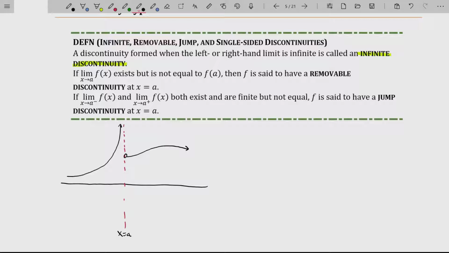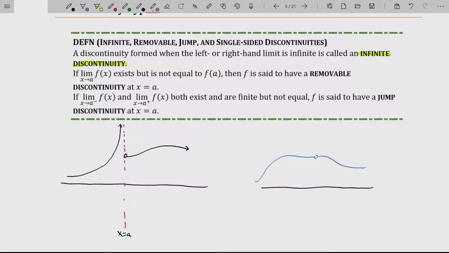The second style of discontinuity is a removable discontinuity. Let's suppose that the limit exists, but it's just not equal to f at a. Remember, if it's continuous, then f of a would equal the limit itself. But if it doesn't, it's called a removable discontinuity. A very simple graph of something like that would be something like this, where you have a little hole in the graph.